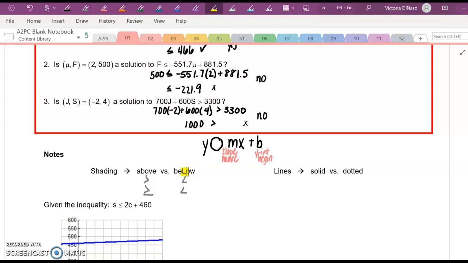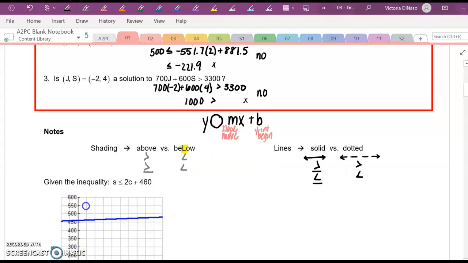The second thing that's important when we're graphing an inequality is taking a look at the lines. So we're either going to have a solid line or a dotted line. For a solid line, this is any time that we have an equal to sign, so greater than or equal to or less than or equal to, whereas a dotted line does not have a line underneath, so just greater than or less than. So solid line has an equal to sign, an extra line. Dotted line, no equal to sign, so we have spaces.